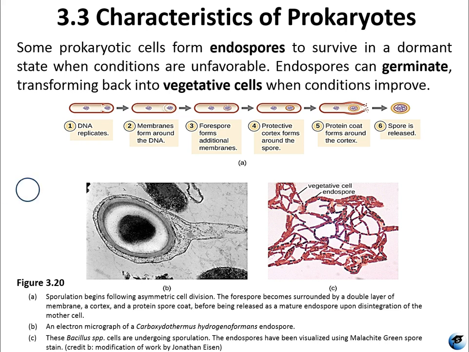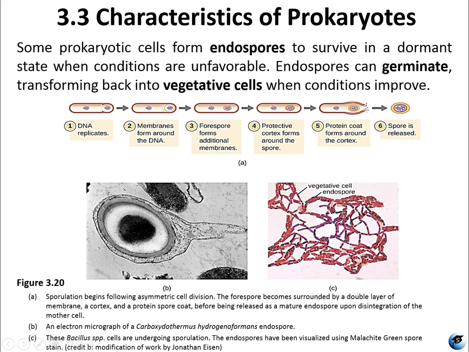They can turn from regular living, dividing, reproducing cells known as vegetative cells into endospores. I would have you familiarize yourself with the steps, but essentially it starts out similar to binary fission or budding, where the DNA replicates. But then a separate membrane forms around the DNA. Then you have a forespore that forms, and a layering of additional membranes around this replicated DNA. That layer builds and grows until a cortex forms, and then a protein coat is added to that, and then an endospore is released.